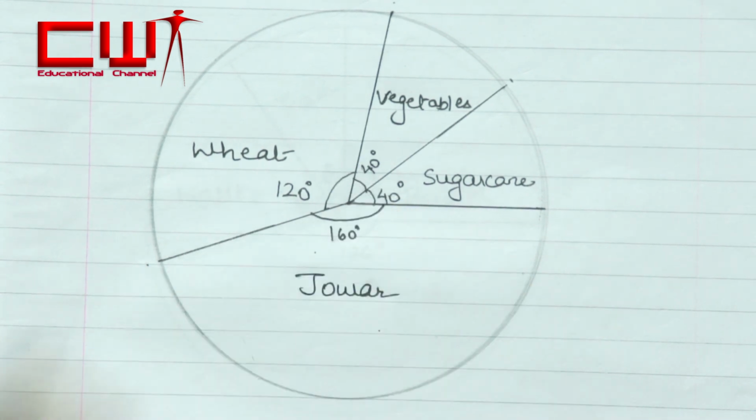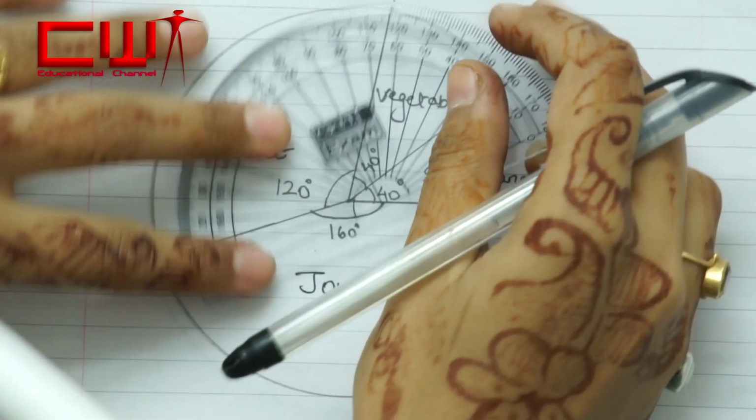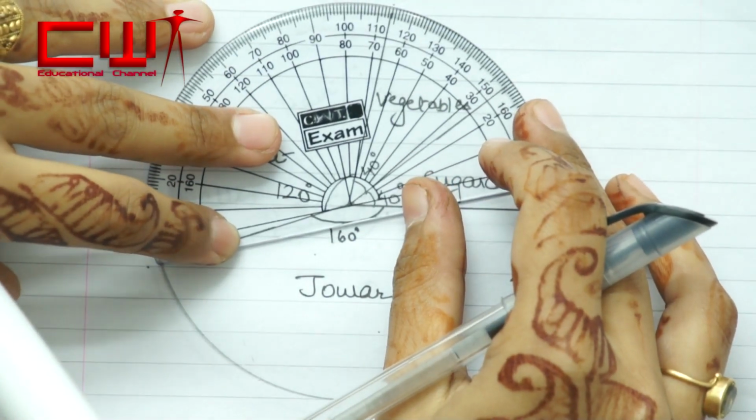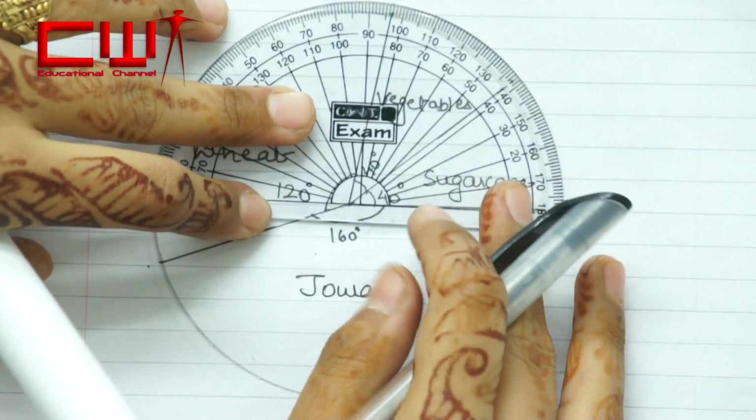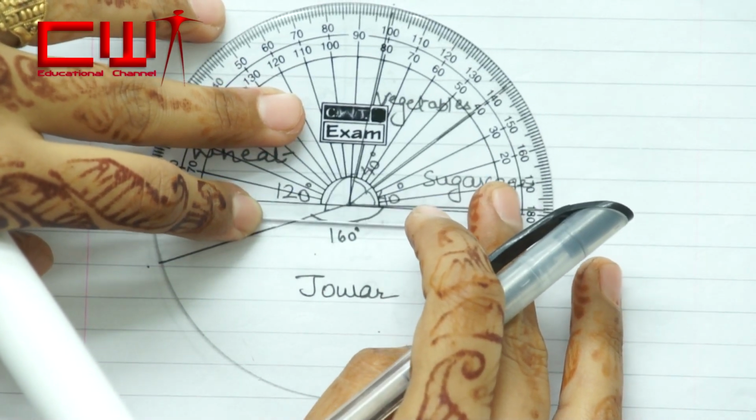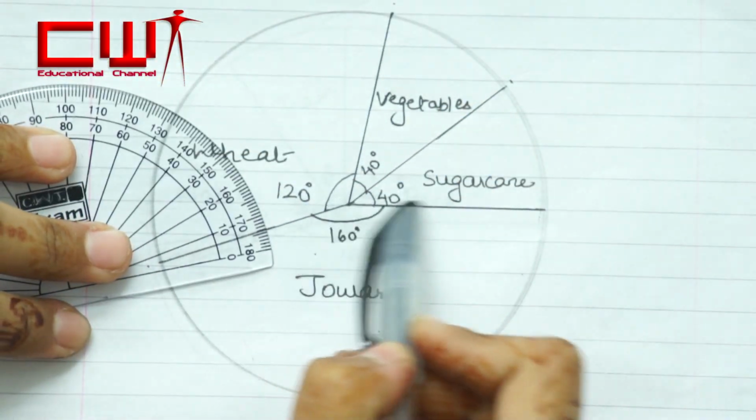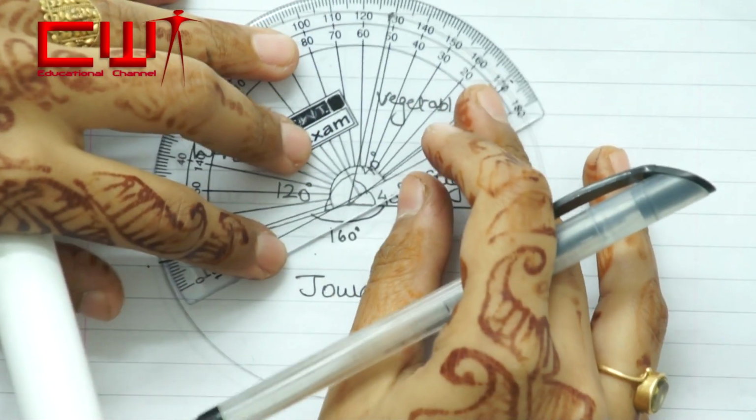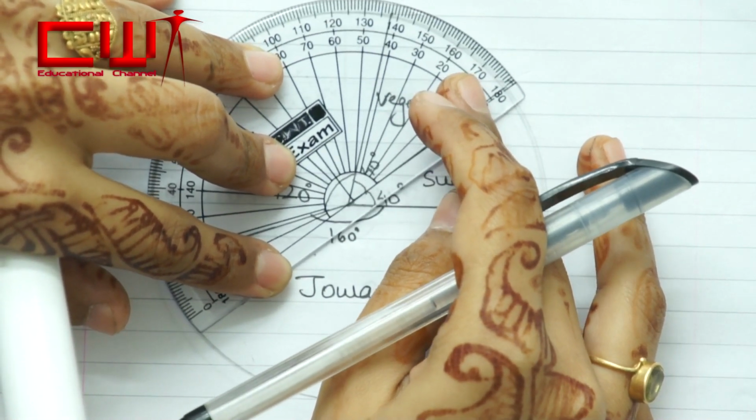Next you again have vegetables. Now what you will do is keep the center back where you kept it, but where you kept the rounder protractor straight before, you will not keep it straight now. The baseline will shift. This is known as the baseline. The baseline will shift; it will be sugarcane now, right?